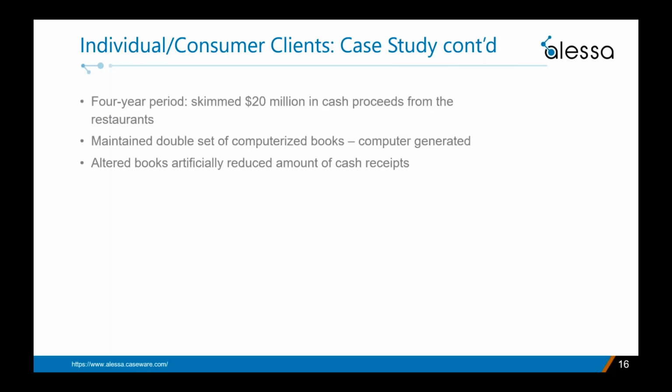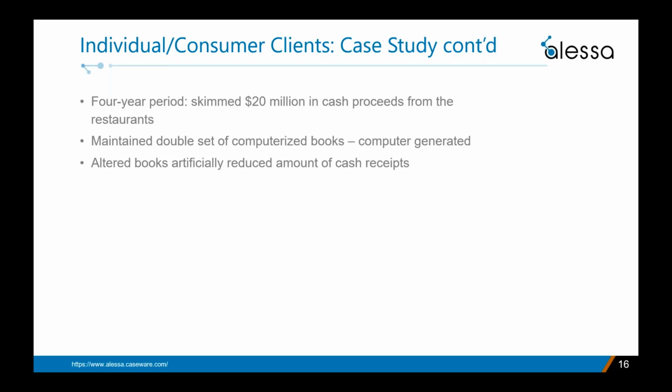Over a 4-year period, he designed a scheme to skim cash proceeds from the restaurants in order to evade income taxes. Authorities estimate over this period close to 20 million was skimmed and concealed using a double set of computerized books, one real and one cooked, if you'll pardon the restaurant pun. The cooked or altered books were produced by a complex computer program that artificially reduced the amount of cash receipts actually received by the restaurants.